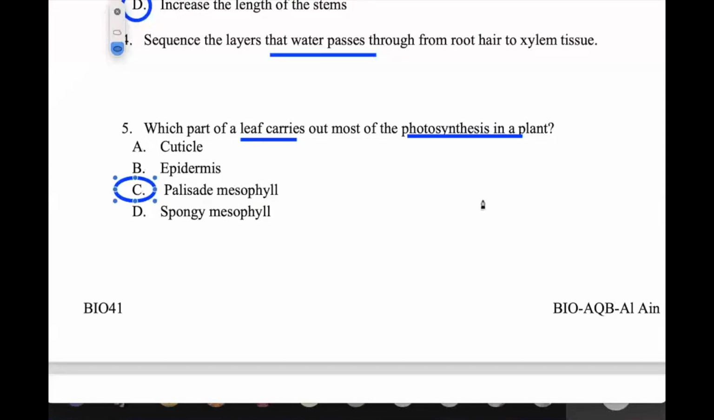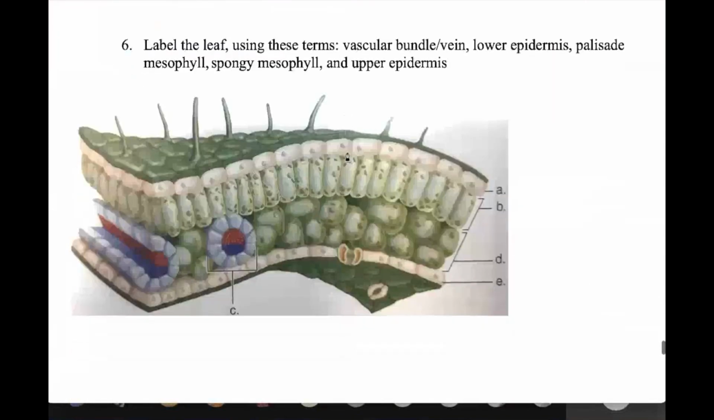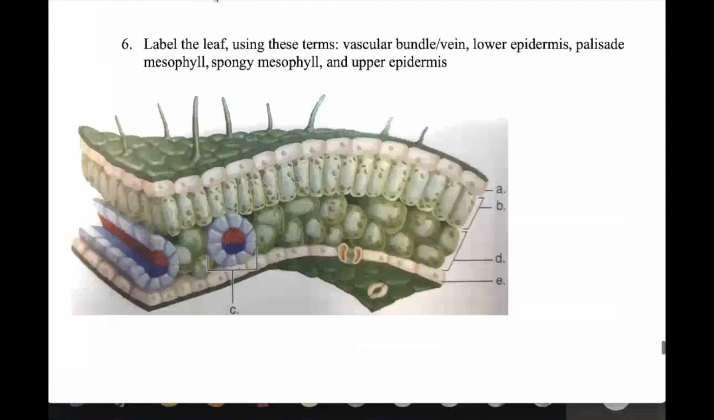Okay. Which part of the leaf carries the most gas exchange? Spongy mesophyll. Very good. Okay, next question. The labelings. What is A? Upper epidermis. B? Palisade mesophyll. Very good.